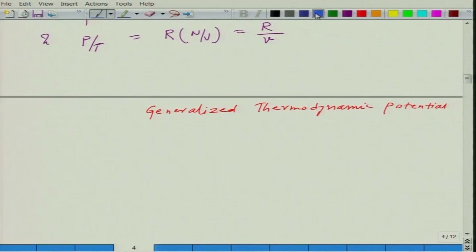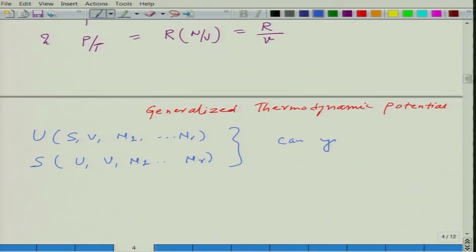One of the reasons is that till date we have just discussed in the class only U and S. So U is a function of S, V, N1 till Nr, and S is a function of U, V, N. These are natural variables corresponding to U and S. This essentially can yield all the thermodynamic properties of a system, whether it is a mechanical or thermal equation of state. So this can yield all the thermo info about a system.